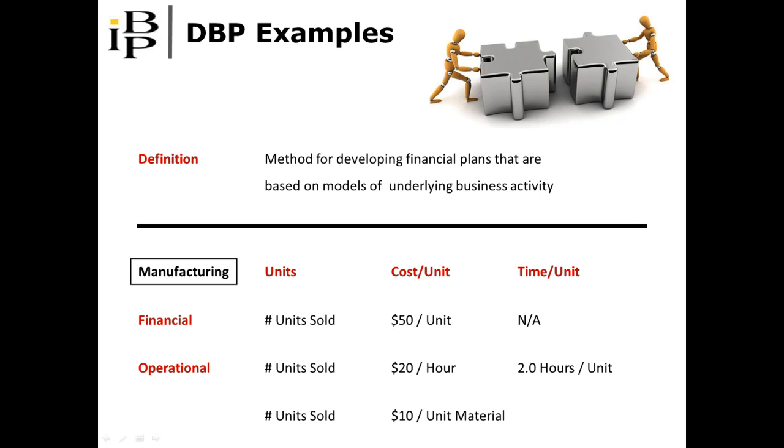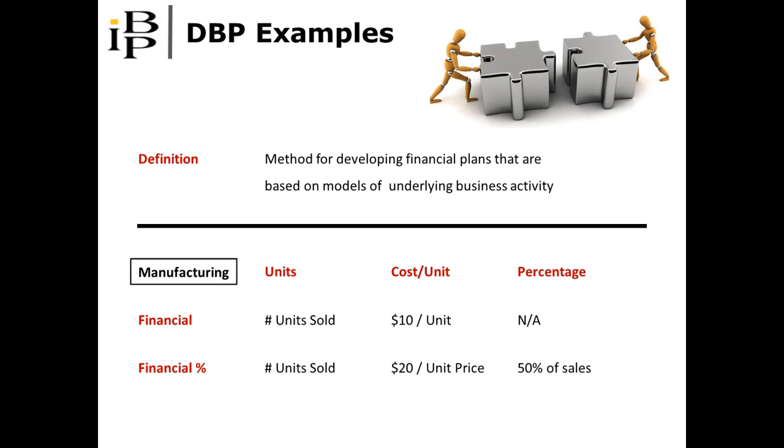Applying this same idea to the cost of sales in a manufacturer might result in something like what is shown on the screen. In the financial example, the number of units sold would be multiplied by the standard unit cost, which might come from a standard costing system. A more operational approach might quantify both the labor and material cost. What's of note here is that the manufacturing approach is more complex than the service-oriented business. And second, these drivers are typically derived from some separate operational and/or costing systems.